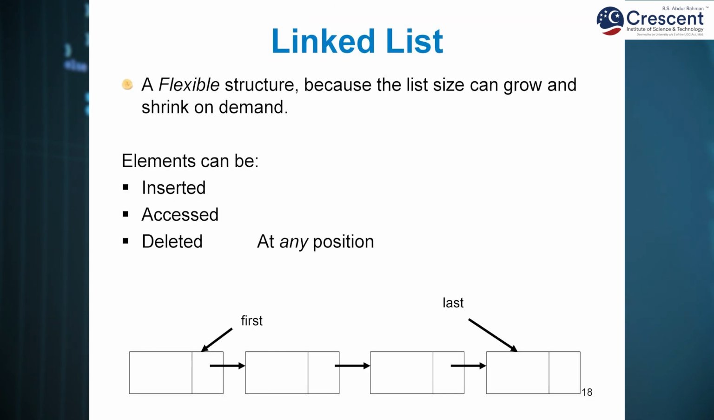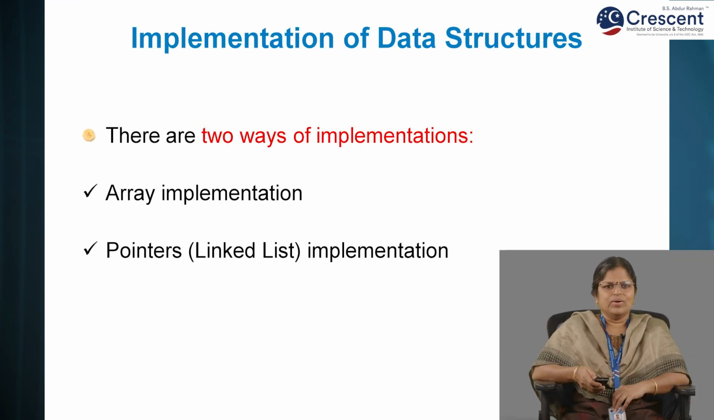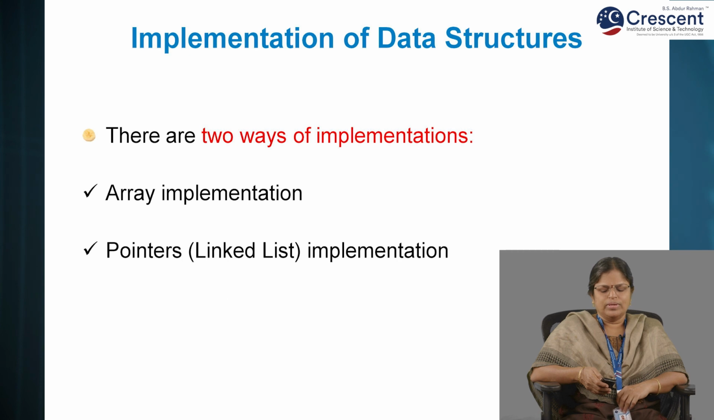Then one more linear data structure is called the linked list. A list is nothing but an array representation, whereas a linked list is a pointer representation. Otherwise, we can dynamically allocate the memory for storing the data. Next we will see the different types of operations with respect to lists.